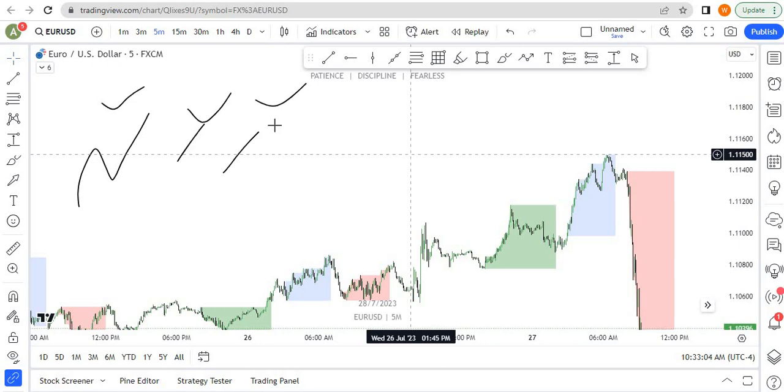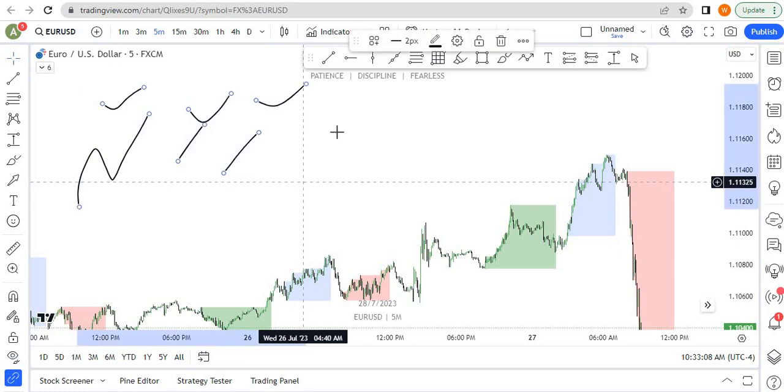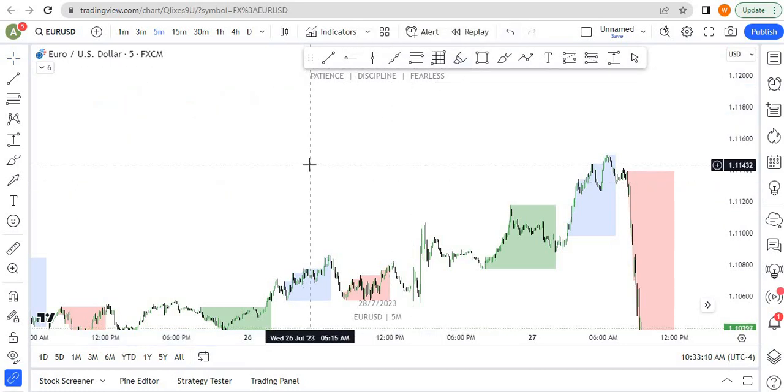So you have to find out the high time frame narrative. You must know the high time frame narrative. Most traders fail because they do not know the high time frame narrative.